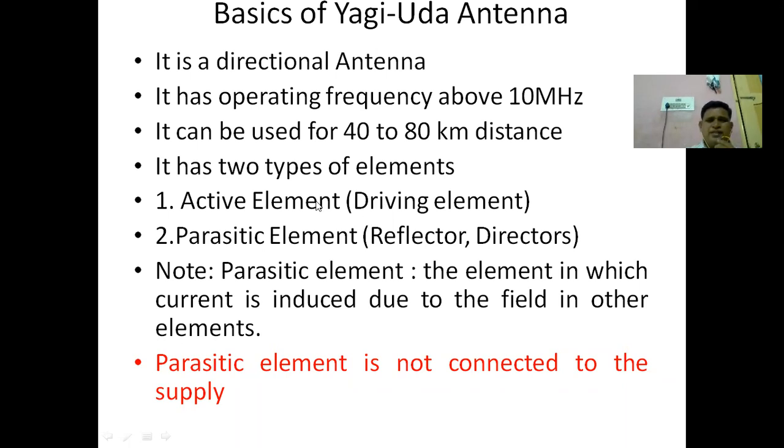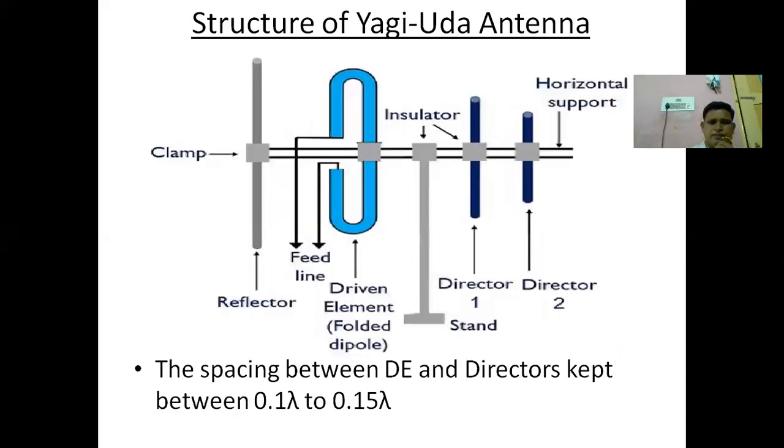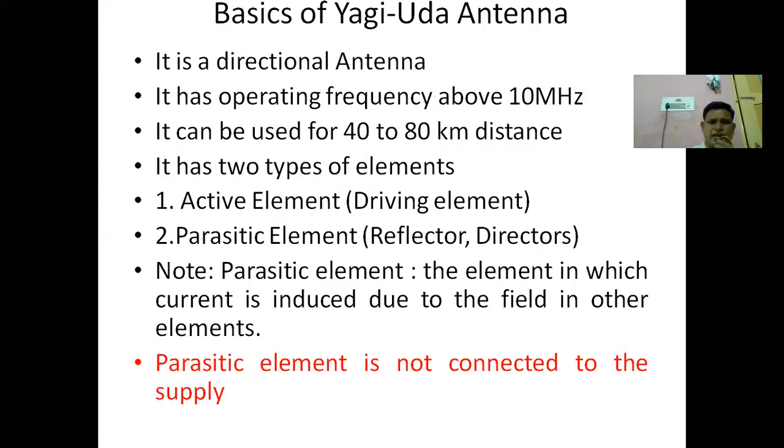The driving element is the active element. The reflector and directors are the parasitic elements, or passive elements. Here, the parasitic element is not connected to the supply. We are not giving any input to them. Whatever the input is, it is given to the active element only. Next, this is the basics of the Yagi-Uda antenna.